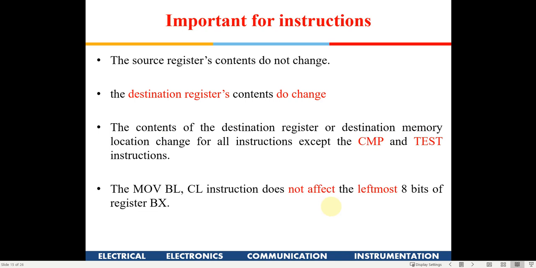But just remember these things. MOV BL, CL does not affect the leftmost 8 bits of the register BX; that is, BH will not be affected. Compare and test we'll see later on. If you write the instruction compare A and B, it will just compare whether A and B are equal or not, and accordingly the sign flag and the zero flag get affected, depending on whether it is greater, less or equal.